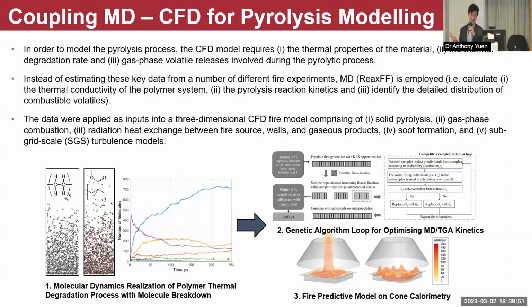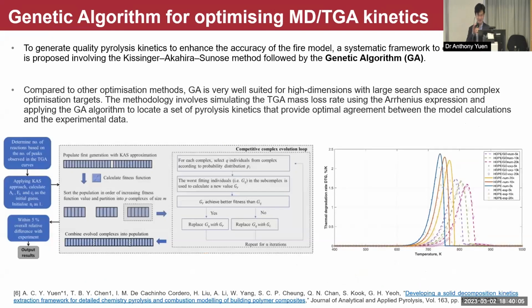The idea is simple. You start off with two sets of data, you populate it, and then over time you benchmark against the MD data to see which one best fits. Within 5%, we confirm that is the answer. And then we can do the fire simulation.